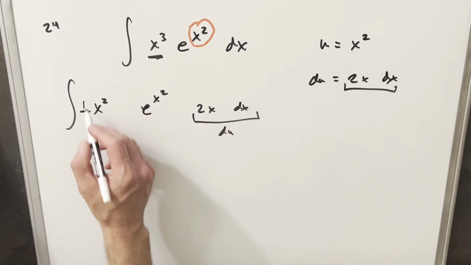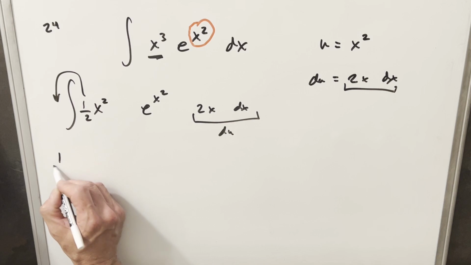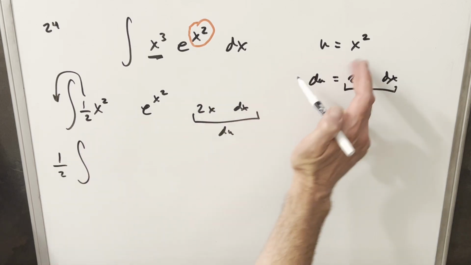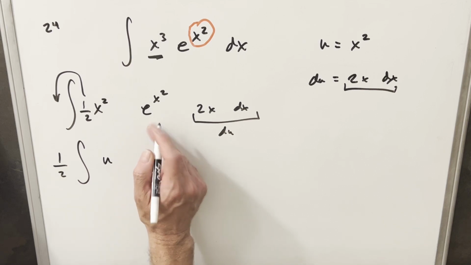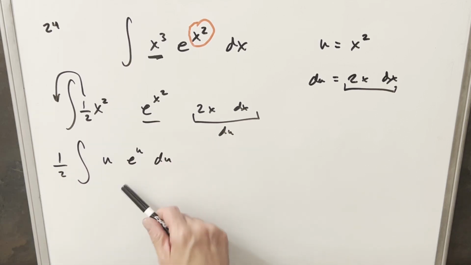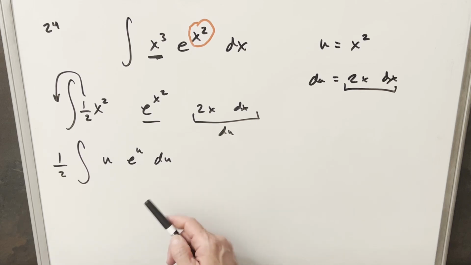So then I'll make my substitution. I'm going to bring this 1/2 out front first. So we'll write this as half up front. Our x squared is just u. This thing is going to be just e to the u now, and then this thing is du. And what we have here is kind of a perfect situation for integration by parts.